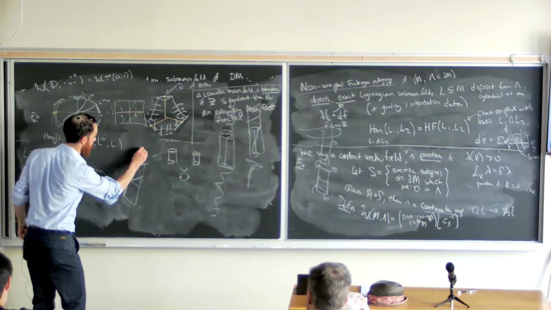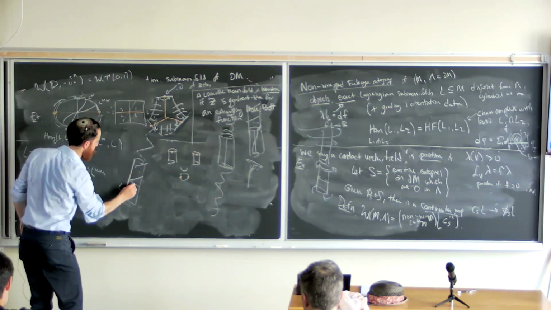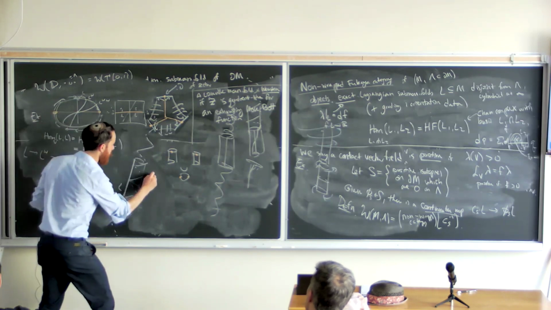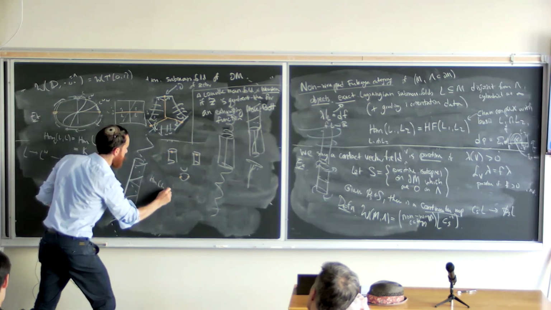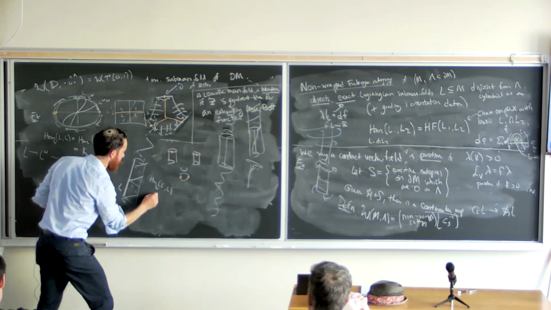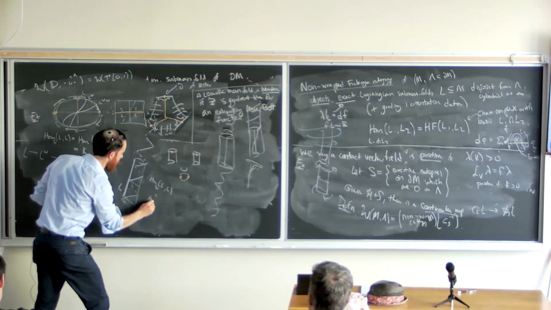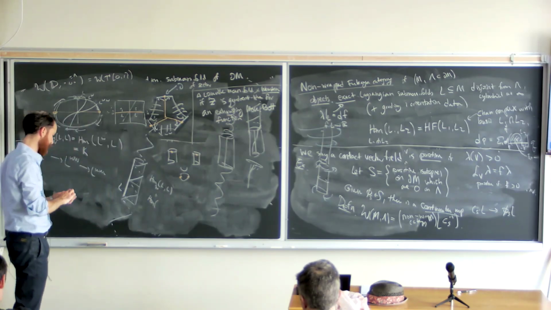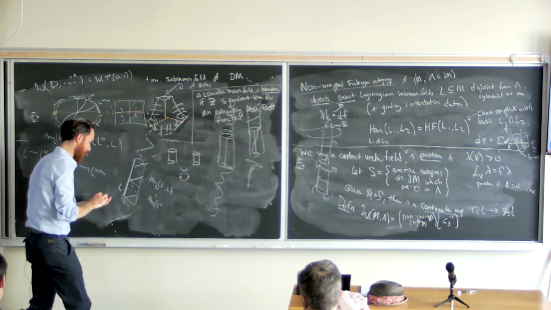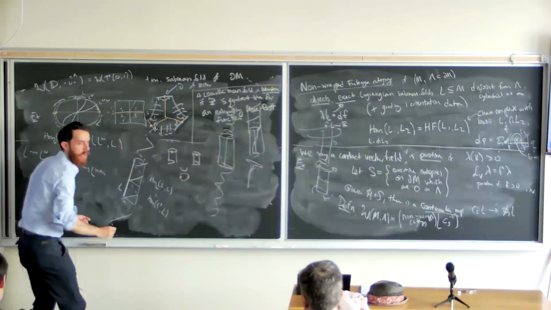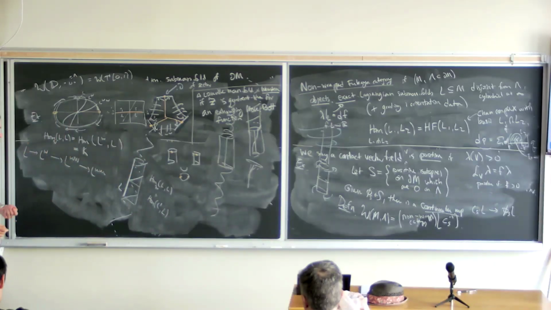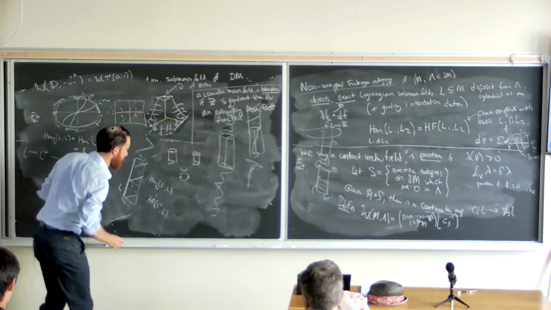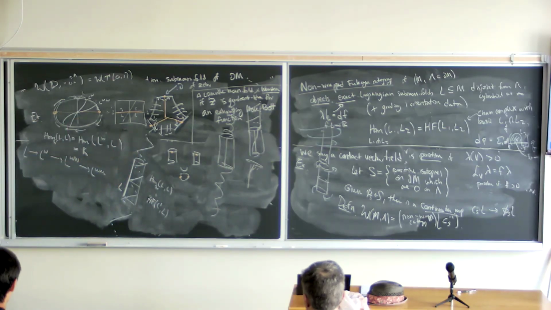I want to ultimately consider the HOM of L with itself in the wrapped category, which is going to be equal to the HOM of this L prime with L in the unwrapped category. It's going to be the Floer cohomology of this L prime with L.